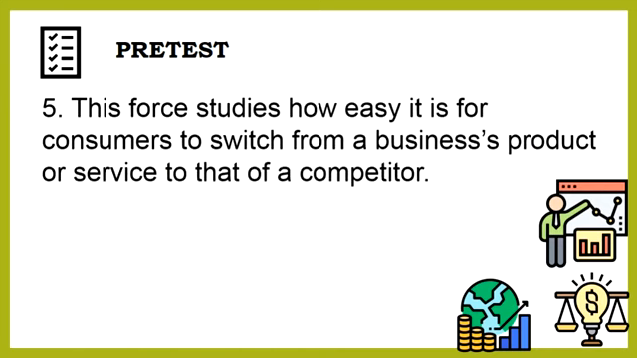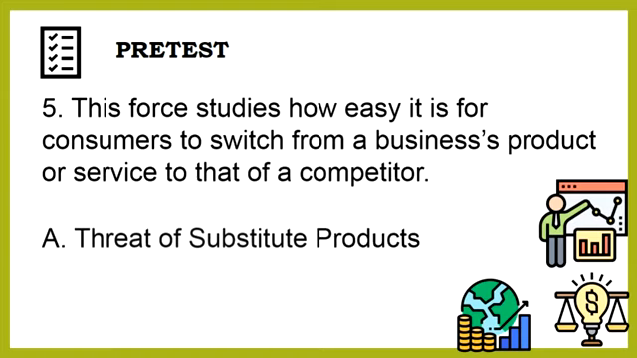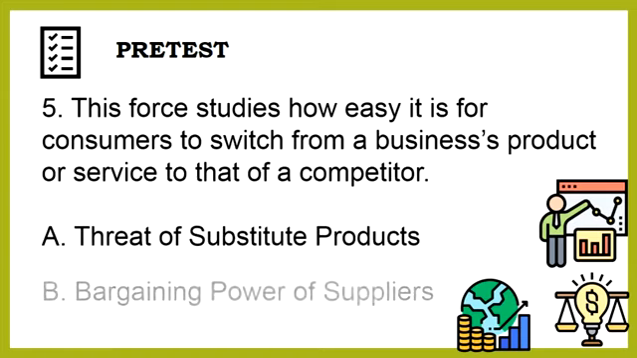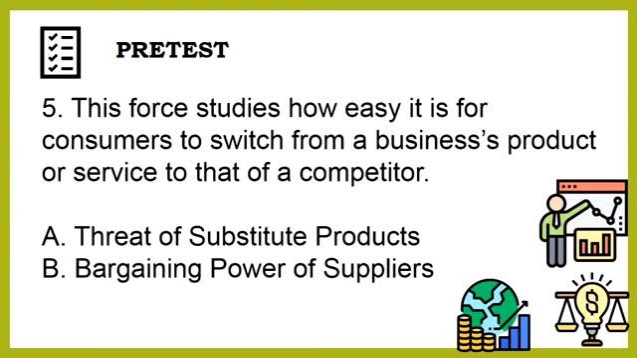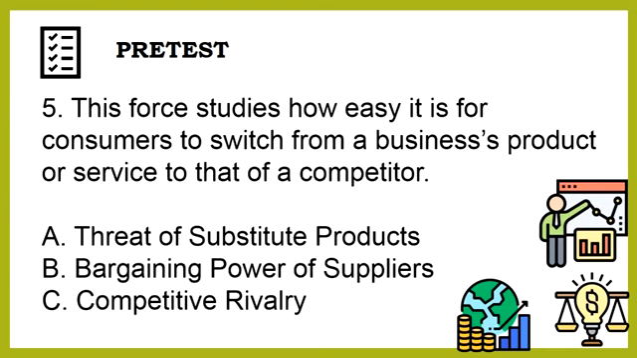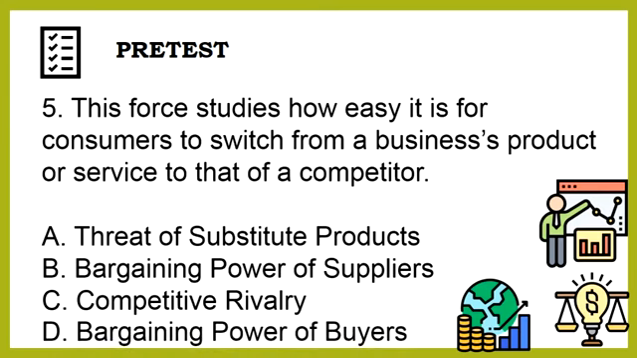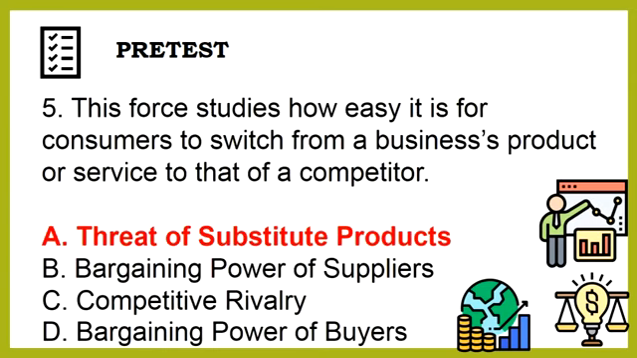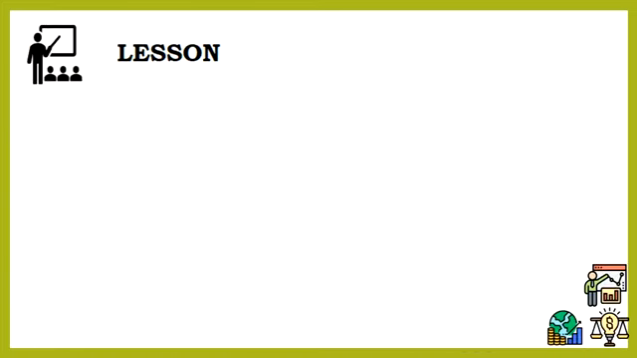Last number. This force studies how easy it is for consumers to switch from a business product or service to that of a competitor. A. Threat of substitute products. B. Bargaining power of suppliers. C. Competitive rivalry. Or D. Bargaining power of buyers. The answer is letter A. Threat of substitute products. Now, let's proceed to our lesson.